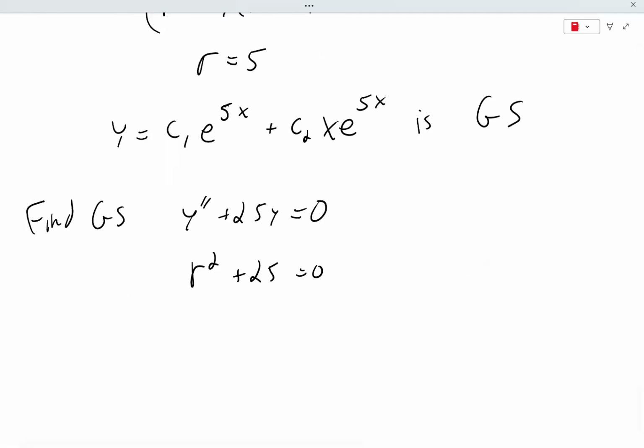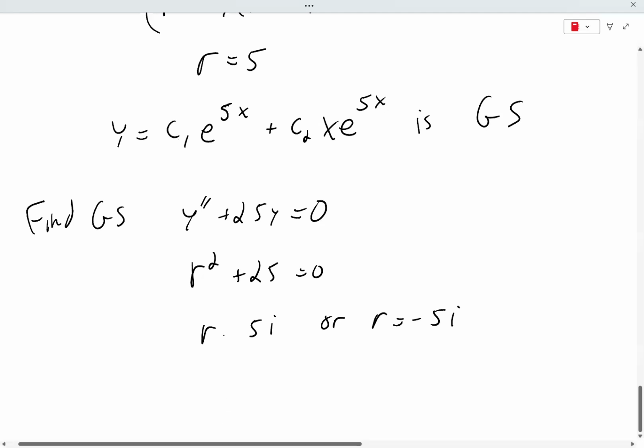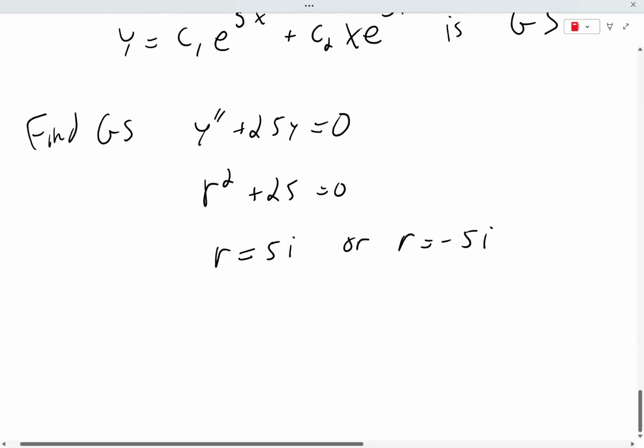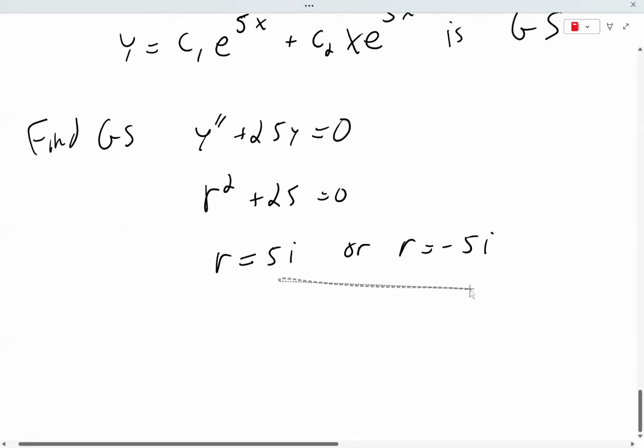So here we get r squared. You could do your quadratic formula, whatever, go through it. You get r equals 5i, or r equals negative 5i, complex, or it's an imaginary number here. Right, now we solve that. Okay, and in this case, when you have these imaginary numbers here, it goes like this.